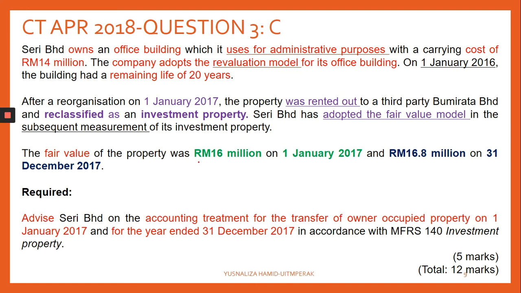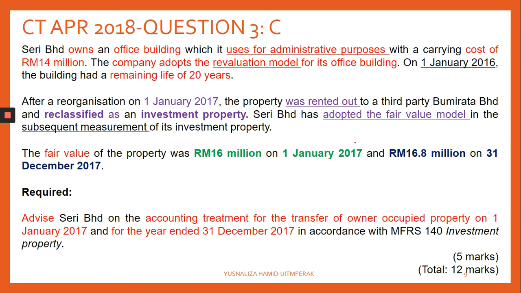Fair value of the property as at 1st of January was 16 million, beginning of the year. So there is a reorganization, and the amount on the date of reorganization or the date of the reclassification of the building to become an IP is 60 million on 1st of January. And another one was given at the end of the year, the same year, 31st of December 2017.